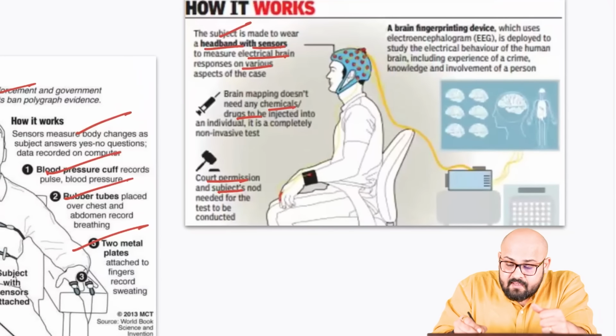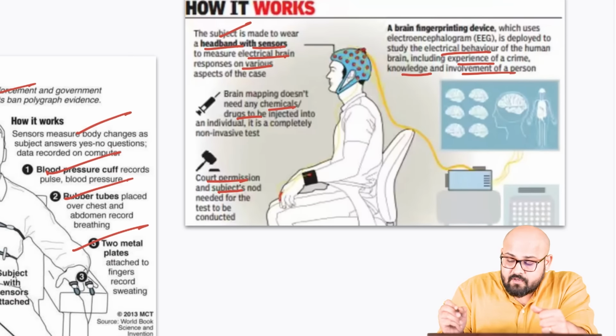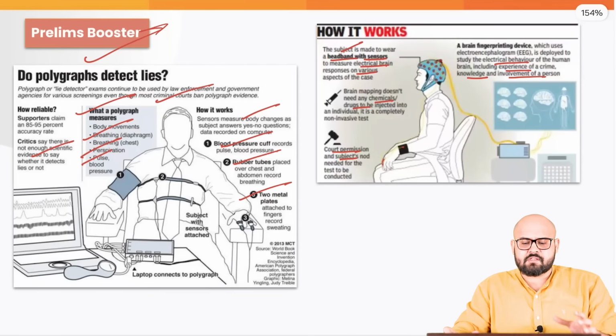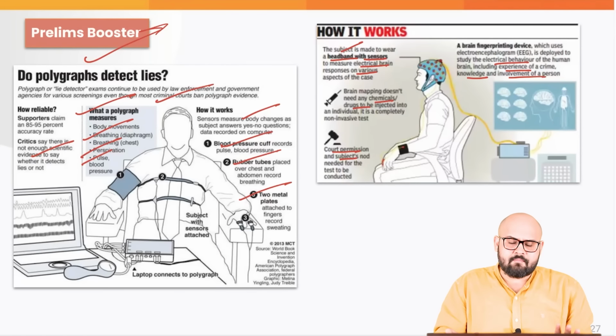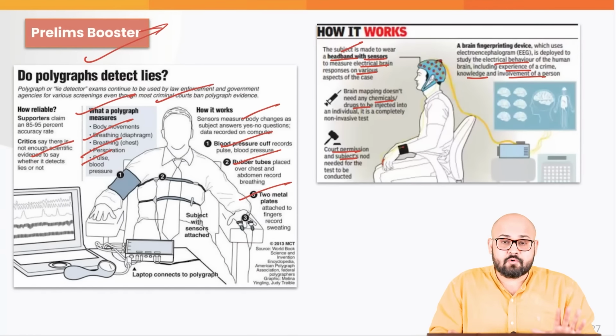A brain fingerprinting device which uses EEG, which is electroencephalogram, is deployed to study the electrical behavior of the human brain, including the experience of a crime, knowledge and involvement of a person. So on that basis, we can have assumptions whether the person has really done the crime or not. This is what you'll have to understand. Let's go to the next topic.